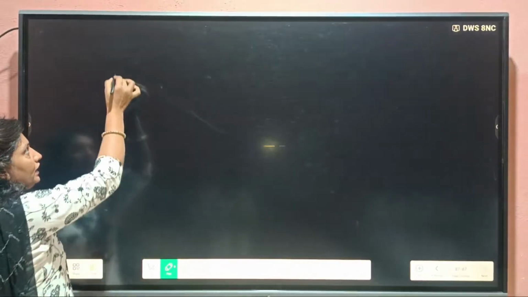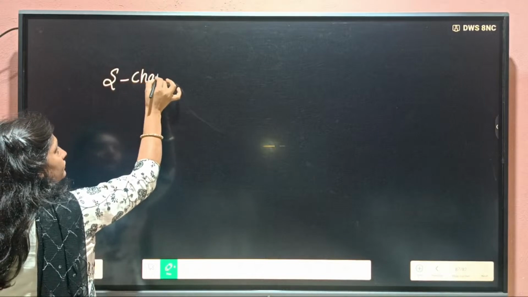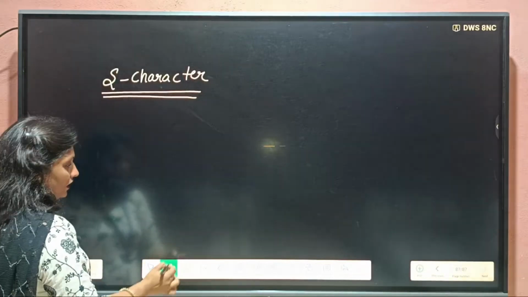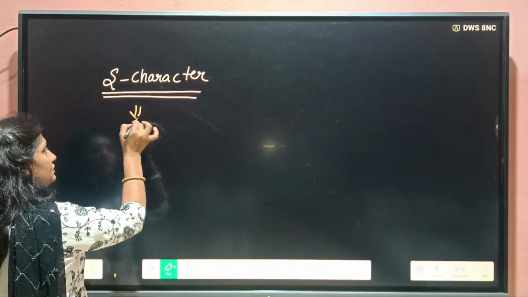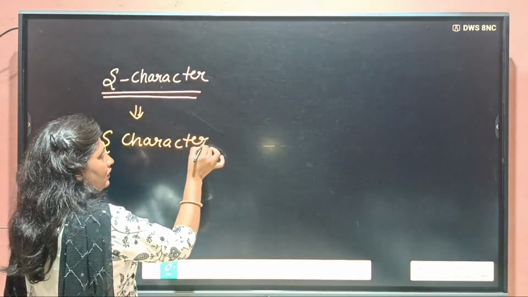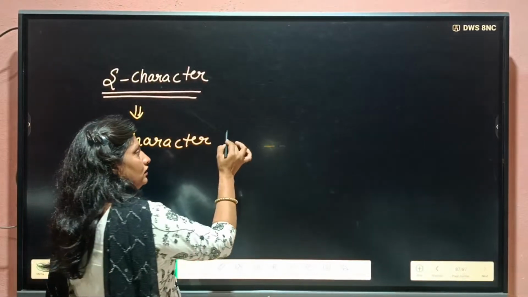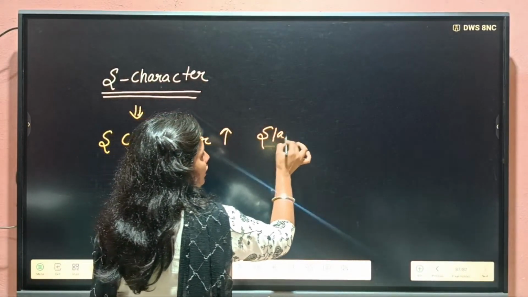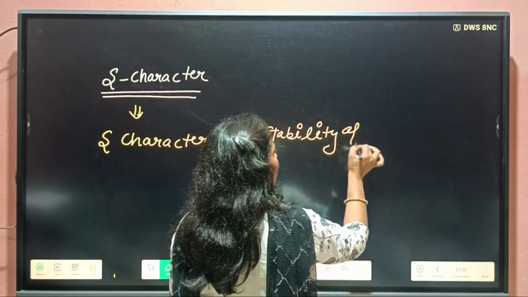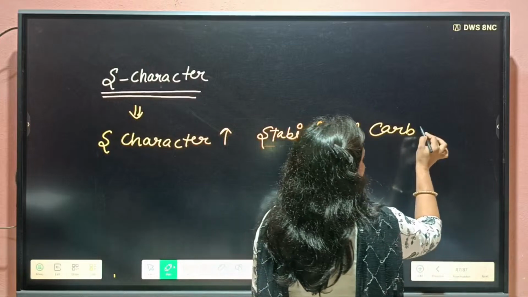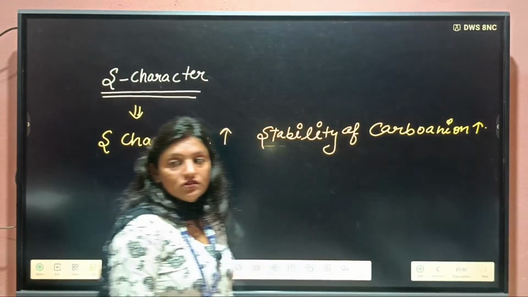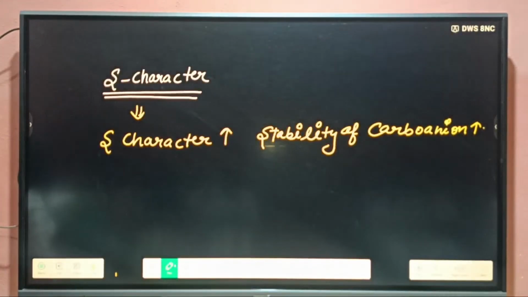One more factor we can take is S character. If the S character increases, then the stability of the carbanion also increases.